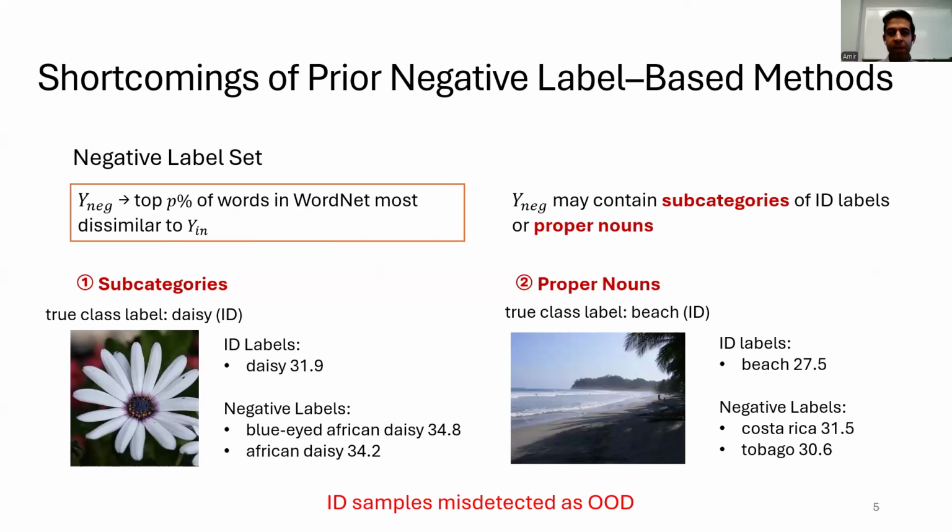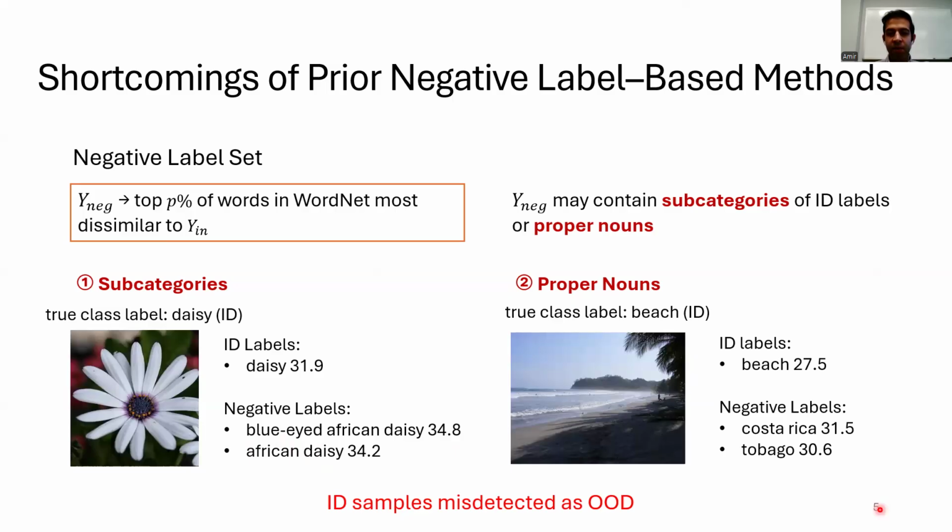Although negative label-based methods have shown impressive performance, they still face notable limitations. Considering how the negative label set is created, these methods relied on similarity to ID labels and a cutoff point of the top %. However, this approach can include subcategories of ID labels in the negative set. For example, consider this ID image with the true label Daisy. The label blue-eyed African Daisy is mistakenly included in the negative label set. This causes the image to be misdetected as OOD due to the higher similarity for this negative label.